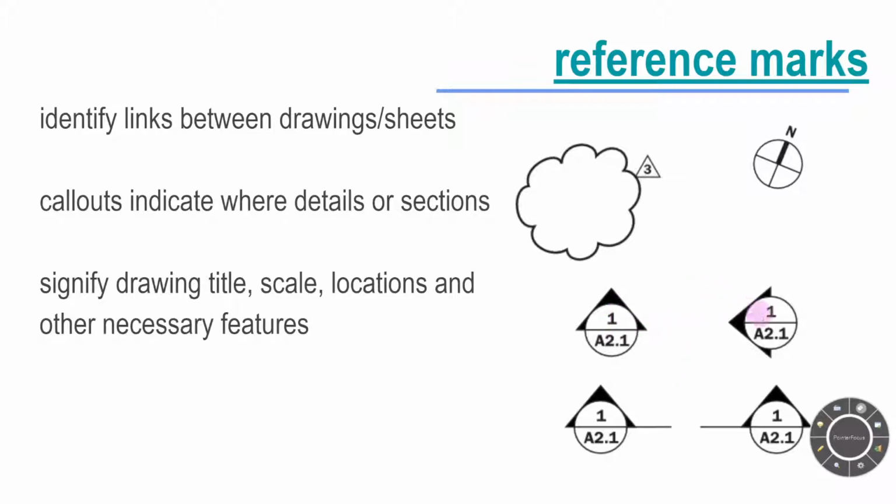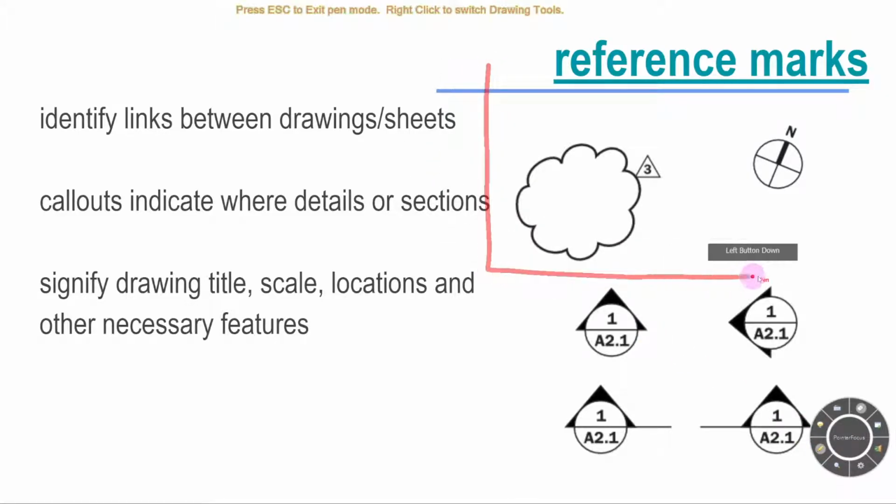So these right here would be elevation markers. We would see them in floor plans, and it's telling me that if I go to view 1 on sheet A2.1, I would see the elevation of that side of the building. So if this was my floor plan, and this was my elevation marker, I would see the south facade of the building if this was north up here. It would say, go look at view 1 on sheet A201, and you'll see that south side.